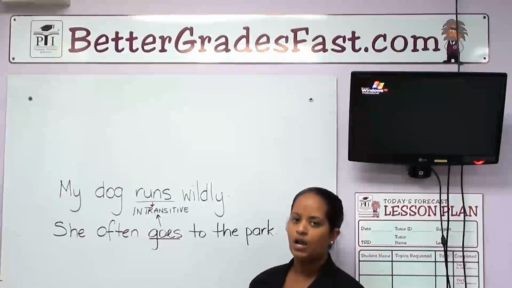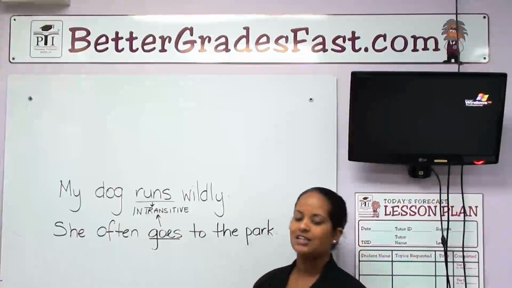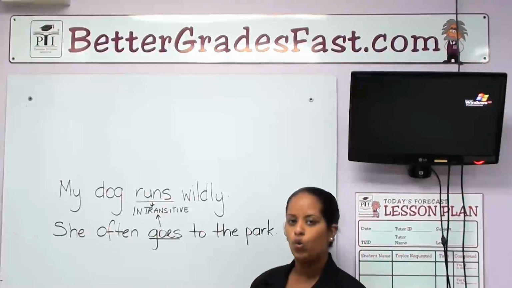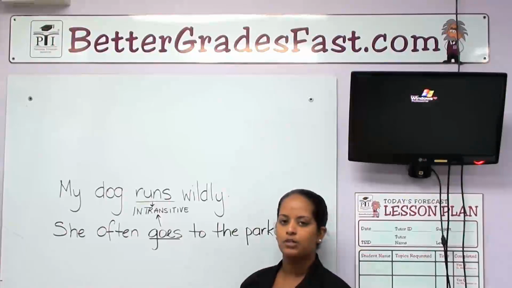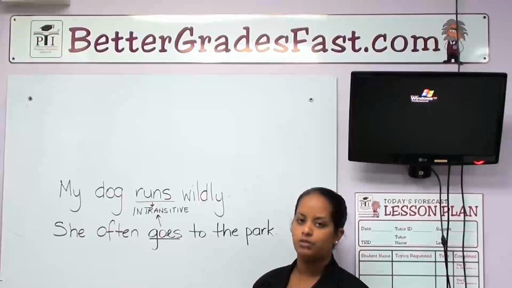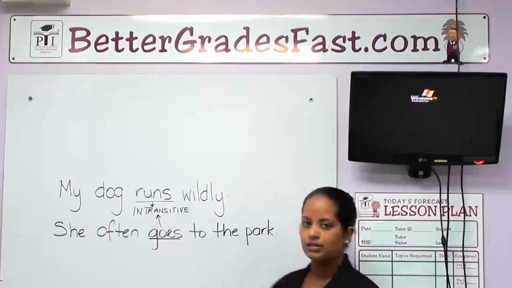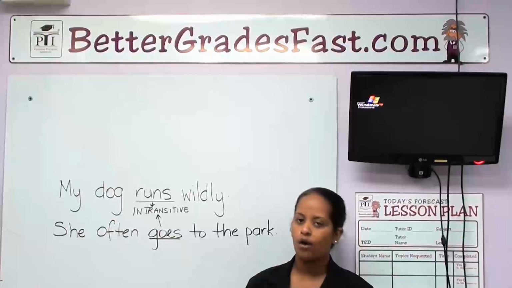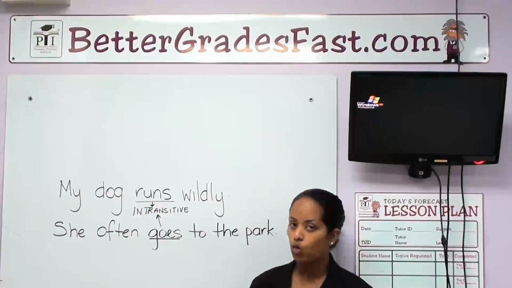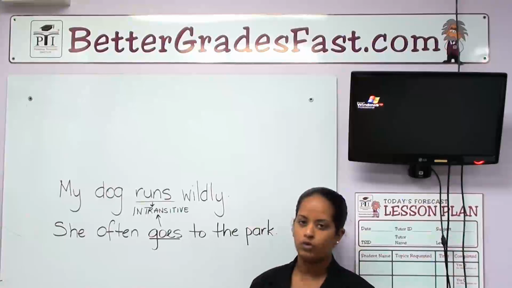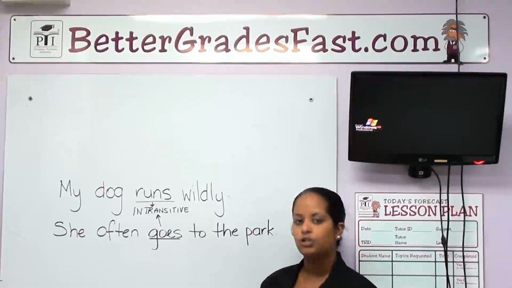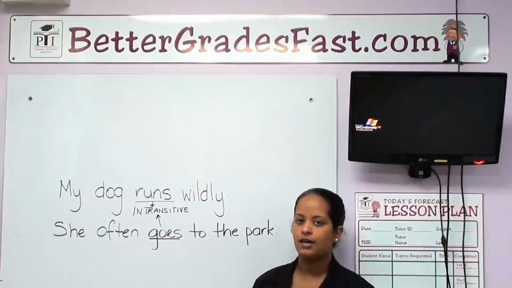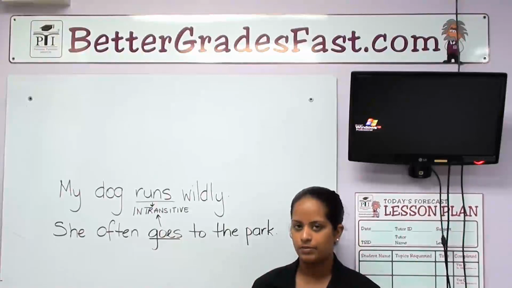Just to recap, a transitive verb is one that has a direct object, meaning if you ask who or what after the verb and you get an answer, then that verb is transitive. An intransitive verb is the exact opposite. If you ask who or what after a verb and get no answer, meaning you have no direct object, then that verb is intransitive.